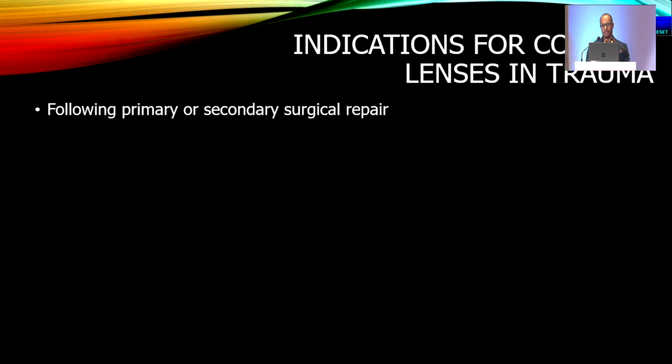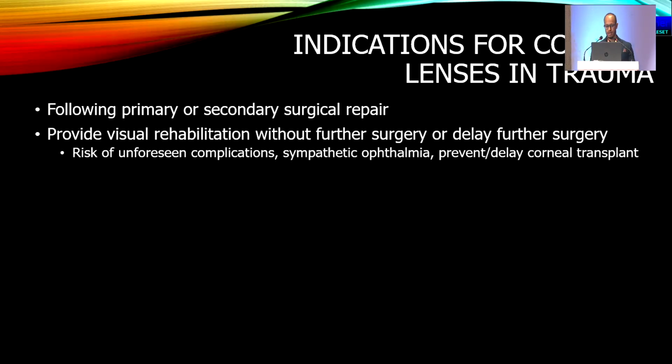So contact lenses are indicated essentially following primary repair or secondary repair from a traumatic event. It can be used to provide visual rehabilitation without the requirement of further surgery, or it can delay further surgery so that the patient can function while they recover to a point where they can have an additional operation to restore vision without the use of a contact lens. Of course, in cases of trauma, you can have unforeseen complications during secondary repairs and things like that. Sympathetic ophthalmia is always a risk, and also we want to prevent or delay the need of corneal transplantation since it's associated with much morbidity.